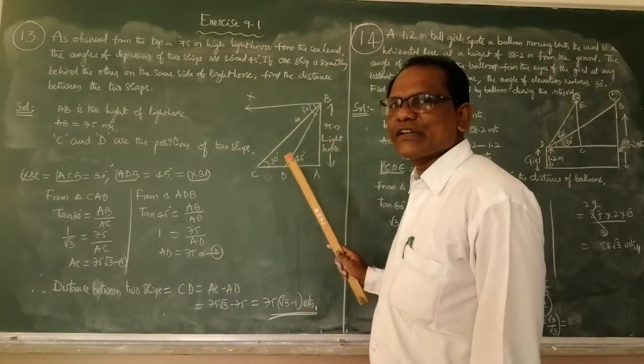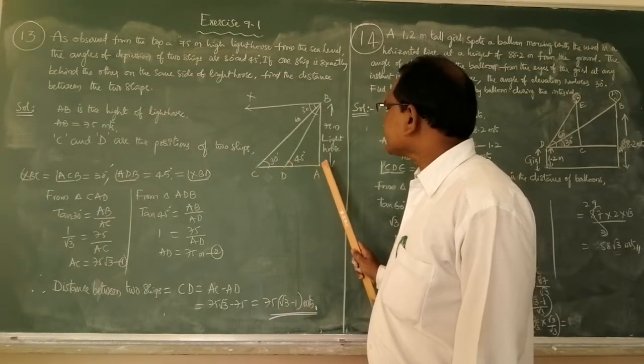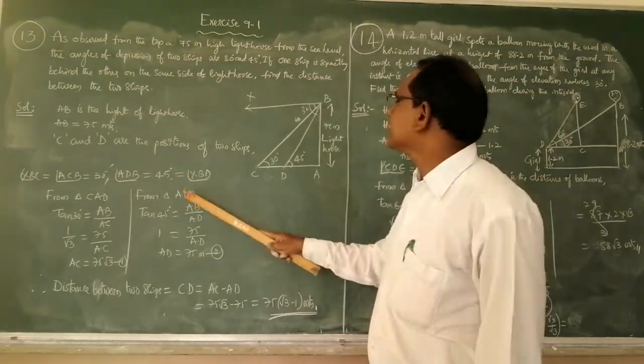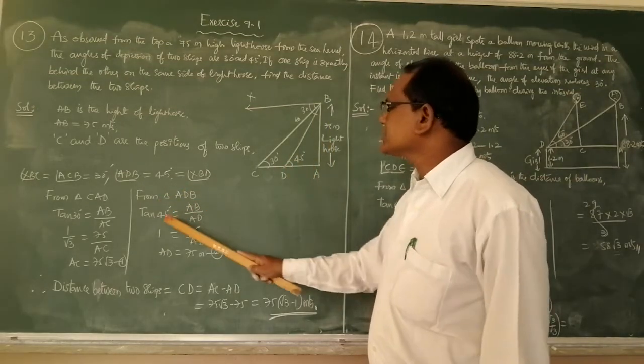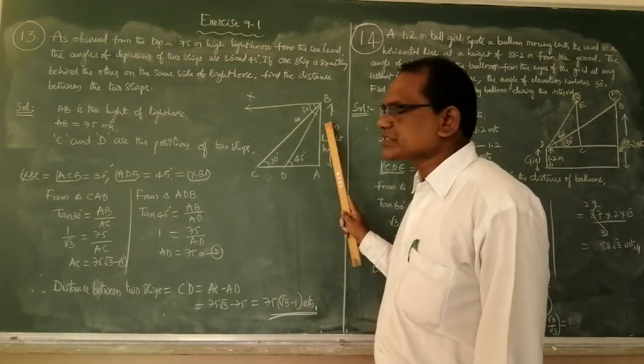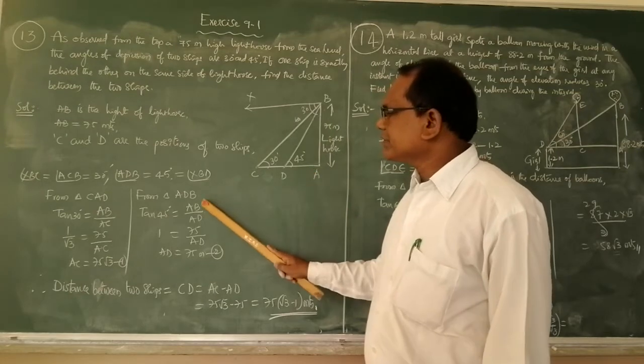One more right angle triangle we have. So what is that? That is the ADB triangle. From triangle ADB, here it is tan 45. Tan 45 is the opposite side by the adjacent side, in the 45 degrees. Then AB by AD.